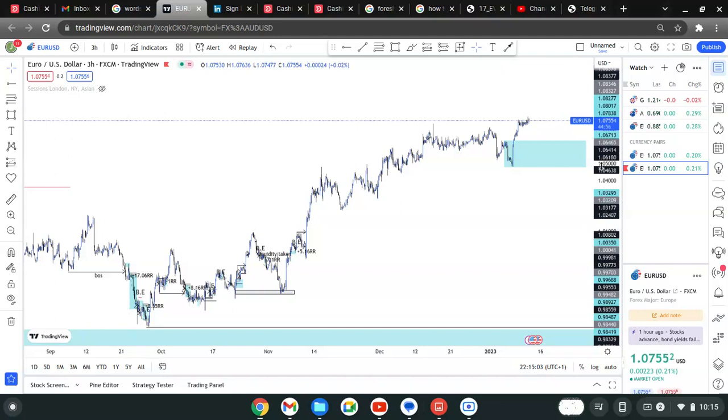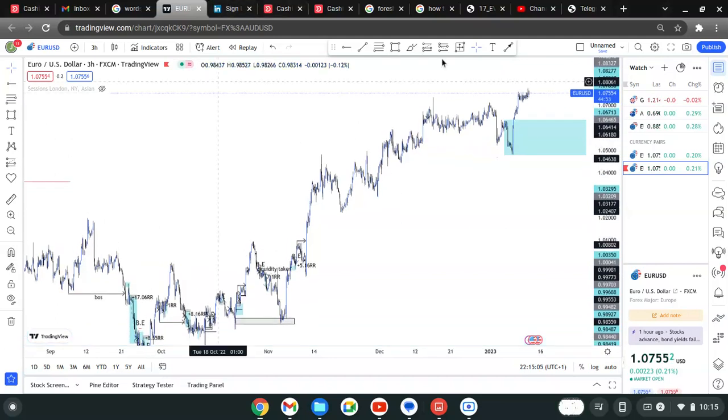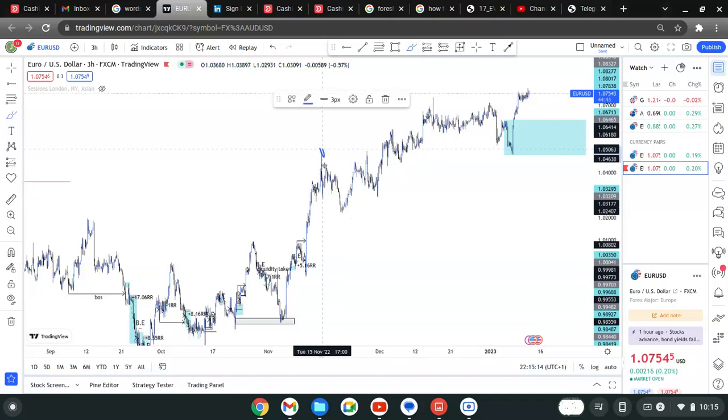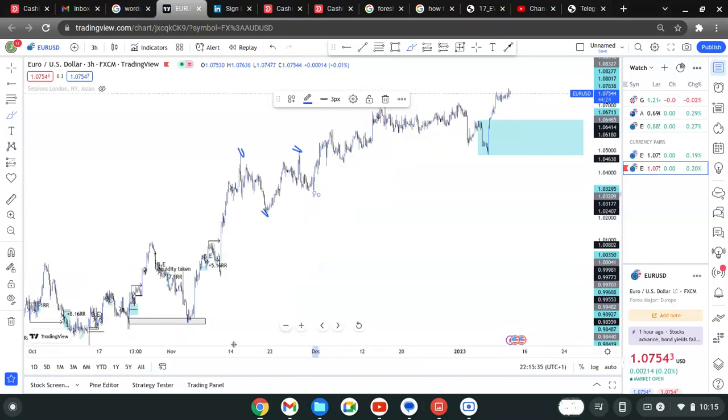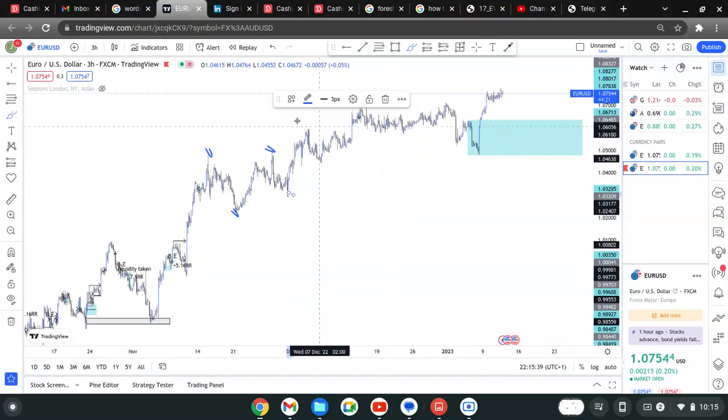Okay. All right. So what we see here, from the previous videos, I talked about market structure and how swing points are created. So this is the higher high, higher low, and a break of structure here. Yes, it did. Higher high, higher low, higher high.